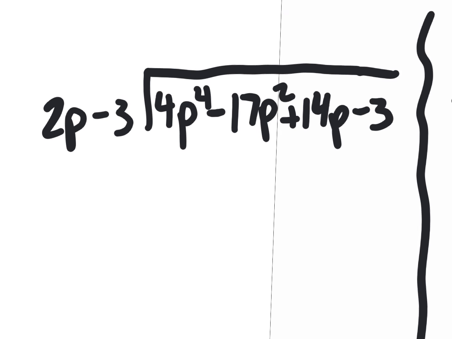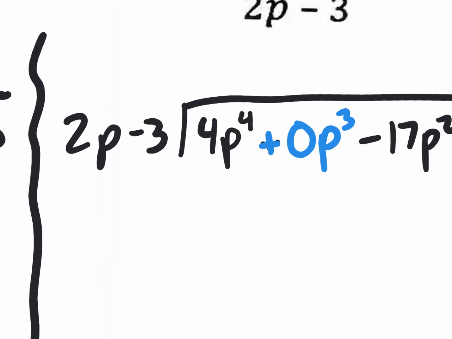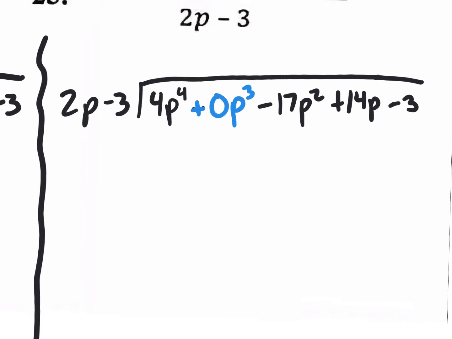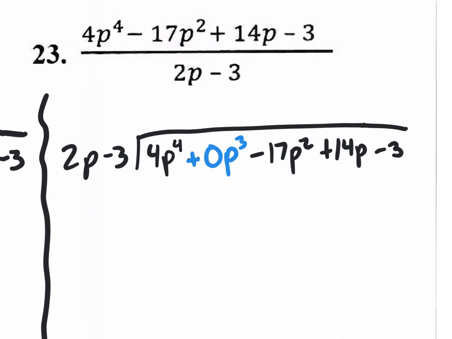2p to the third. Now, where are you going to write the 2p to the third? You see, it's missing the p to the third. You need that value to stay organized. So that's why we need every single power represented.